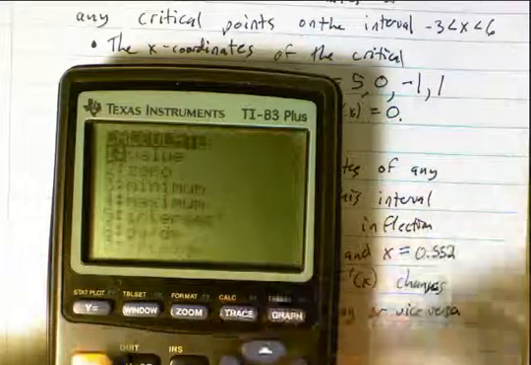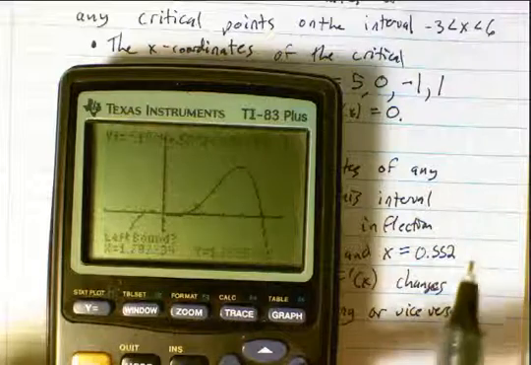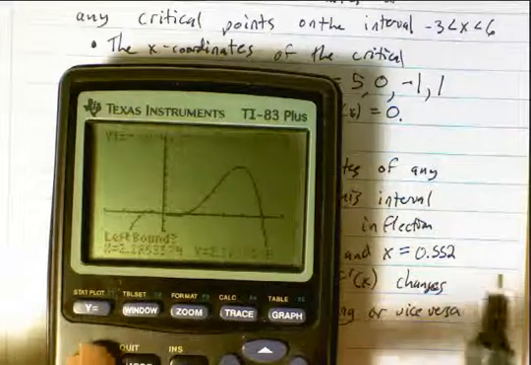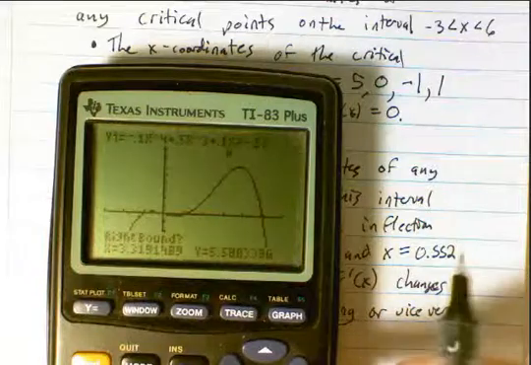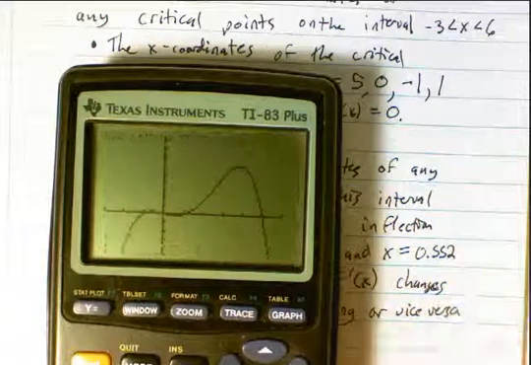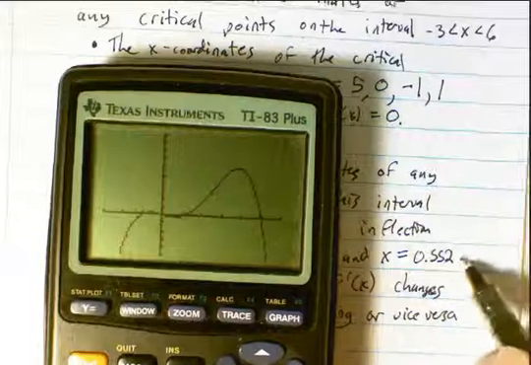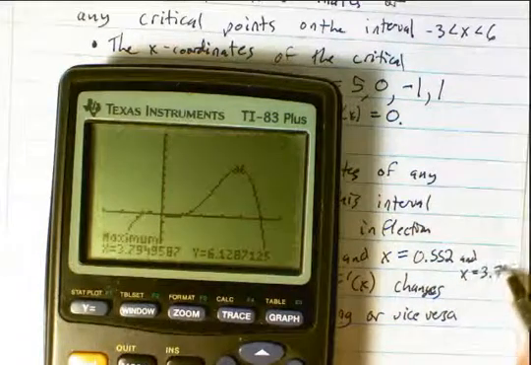Second calculate, that one's a maximum, so that's 4. Okay, we're a little bit to the left of the maximum, a little bit to the right, enter a third time, 3.795.